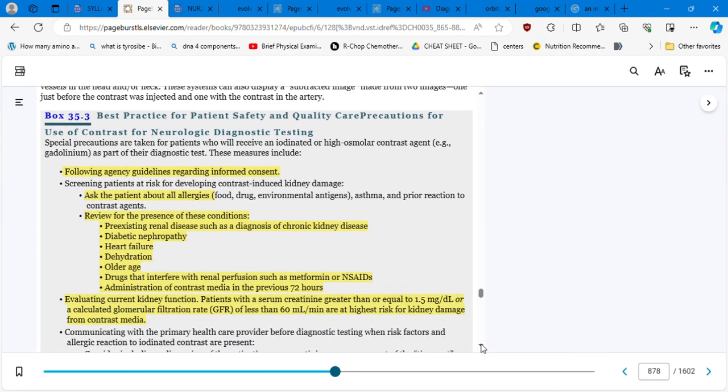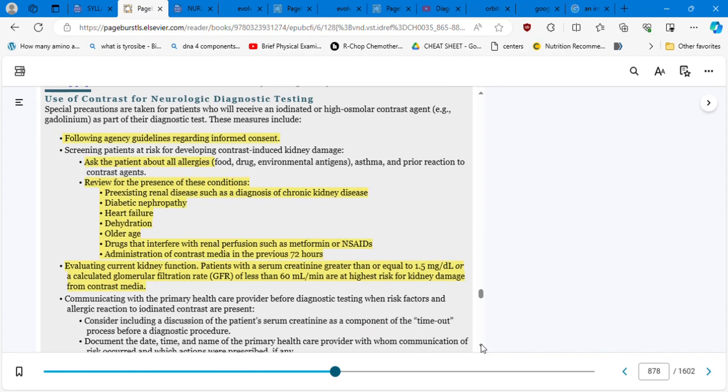So the best practice for patient safety and quality care, precautions for use of contrast for neurologic diagnostic testing, it's all about kidney protection. All about kidney protection for this particular test. So you have to follow agency guidelines regarding informed consent. You ask the patient about allergies: food, drug, environment, and asthma, or prior reaction to contrast agent.